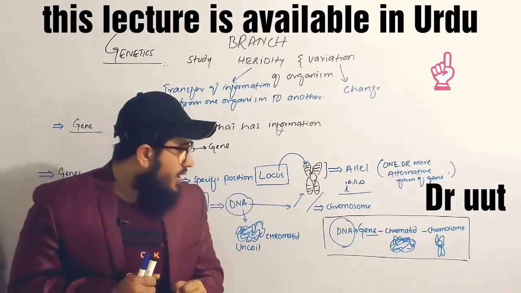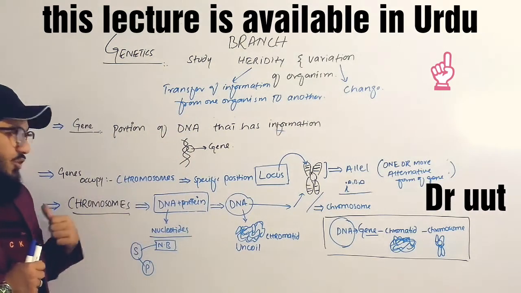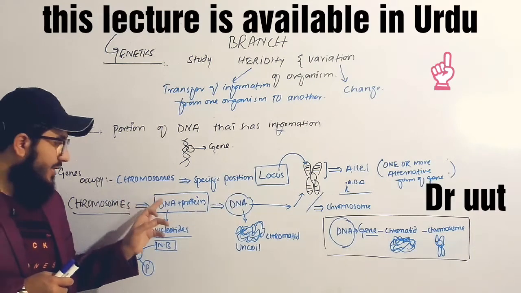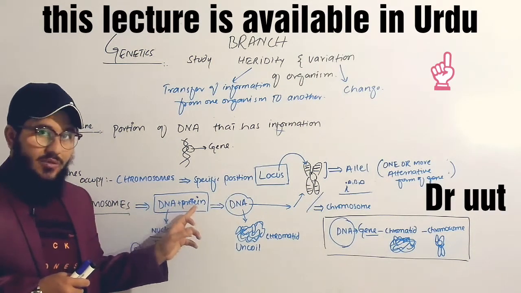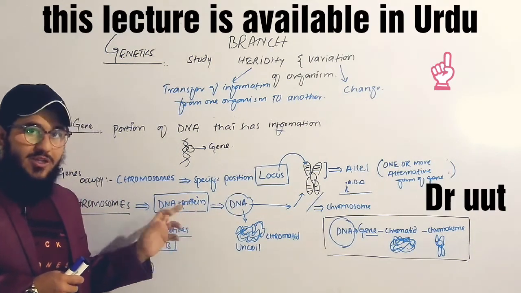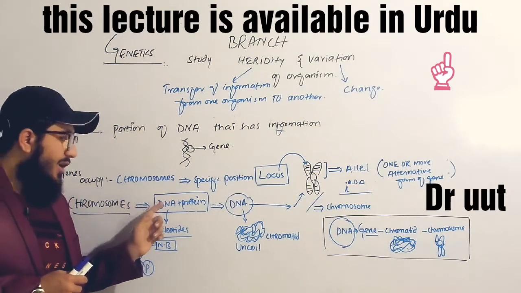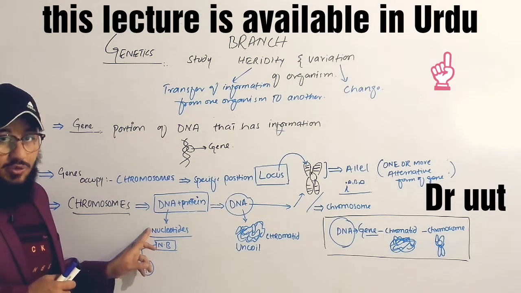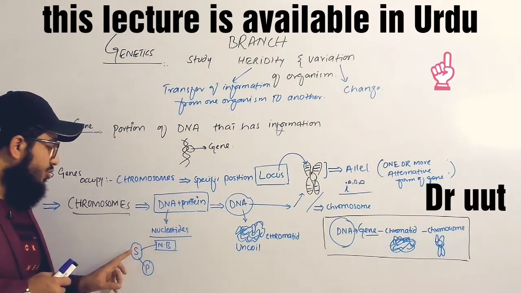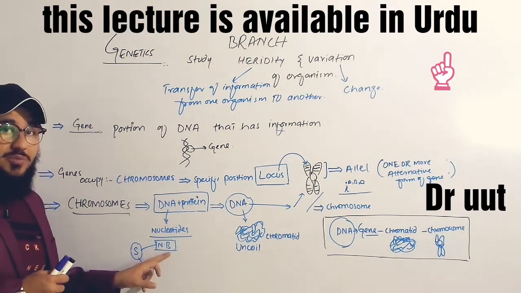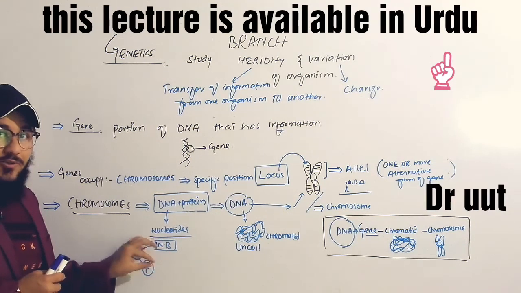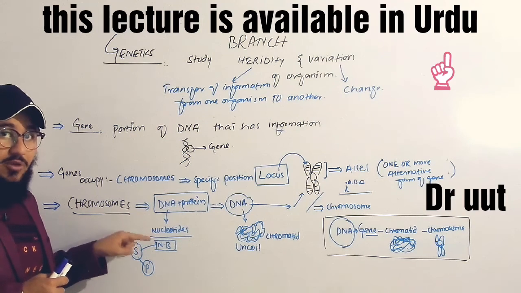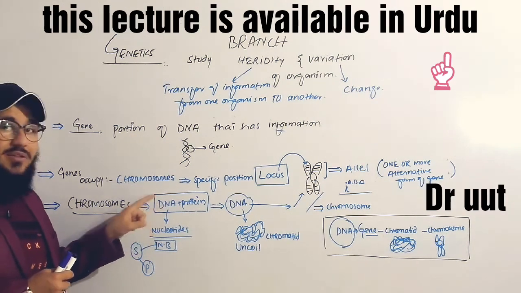That's it. Now coming towards the chromosome. What actually is a chromosome? Chromosome is a composition of DNA and protein. When DNA and protein combine together, they make a chromosome. And now what is DNA? DNA is made up of nucleotides. And what is a nucleotide? When sugar, phosphate, and a nitrogenous base, these three units, combine together, they make a nucleotide. And when a number of nucleotides combine together, they make the DNA.